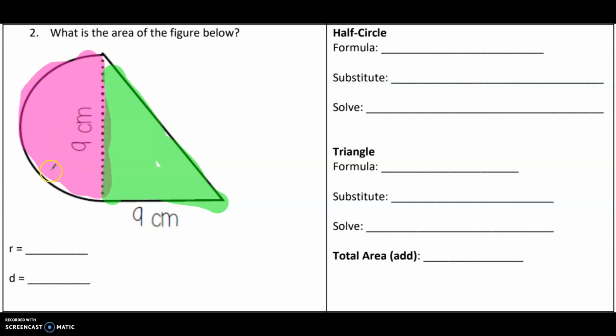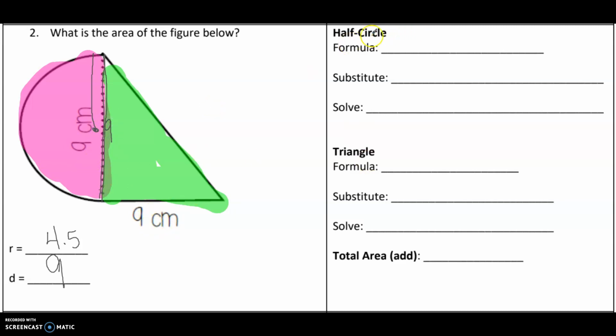So anytime we're dealing with circles, we want to identify radius and diameter. So the distance across this circle right here is 9. That's going to be our diameter. So then if we're looking for the radius, it will be halfway across. So we need half of 9, which would be 4.5. The triangle, if it is 9 all the way across here, that makes that measurement 9 and that measurement 9.